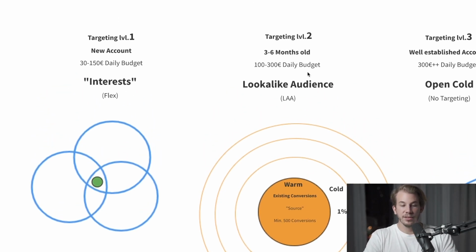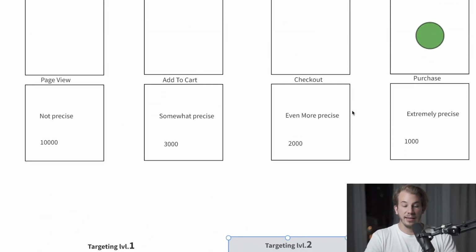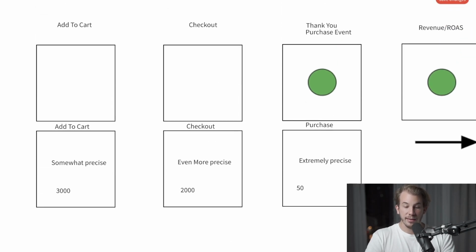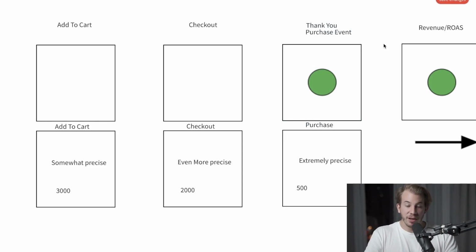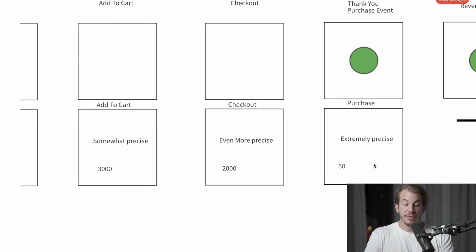Lookaliking needs a certain number of events in your source. This is, for example, where it comes in handy if you have, let's say, only 50 conversions as a purchase. This would make up for an extremely precise audience as a lookalike source, but it can't be used yet because it's too small. 50 is just too small for the algorithm to use. You need to have at least 500 conversions on a specific event to use that as your lookalike source. So if you have only 50 sales, that doesn't work.